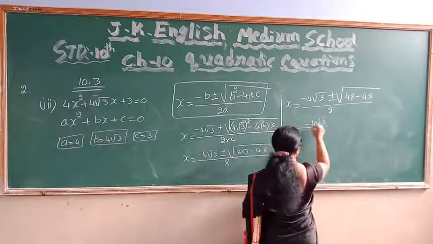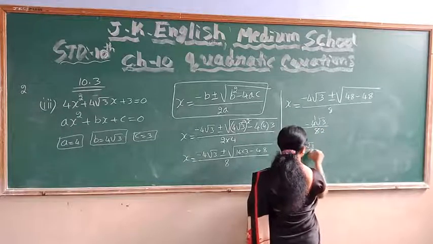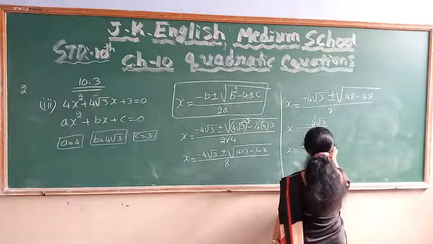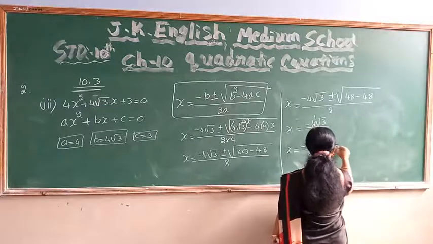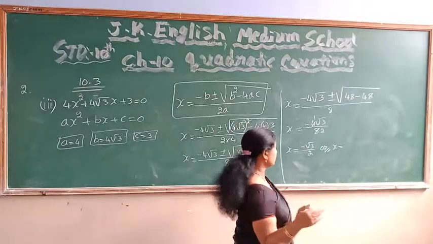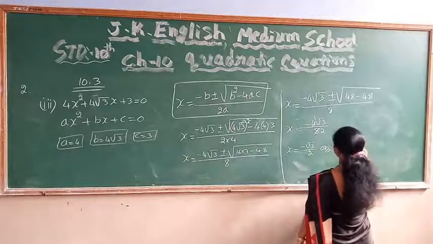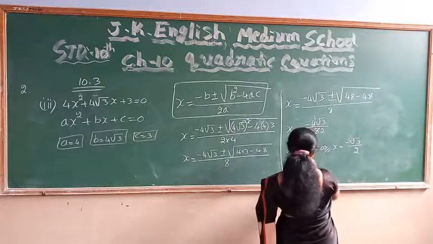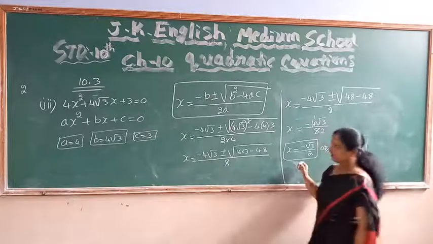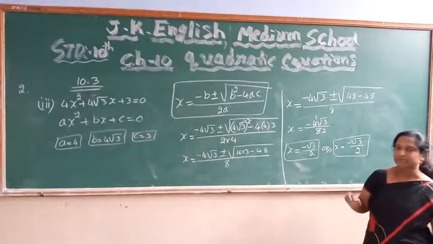x is equal to, 4 1s are 4, 2 4s are 8, minus root 3 by 2. Same two roots you are going to get, because this is a quadratic equation. You should have two equal roots here. We are going to get minus root 3 divided by 2. These two roots of the quadratic equation we got by using the quadratic formula. Okay, write down.